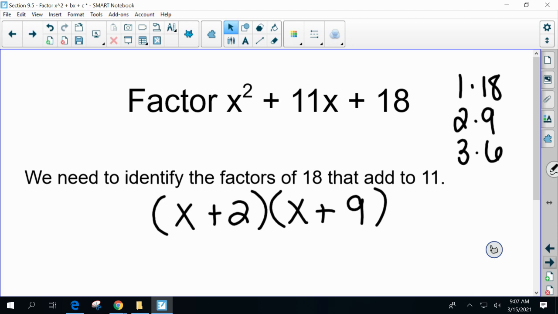So if I go to test this again, I would have a positive 2x. And on the outsides, I'd have a positive 9x, which would add up to be the positive 11x.